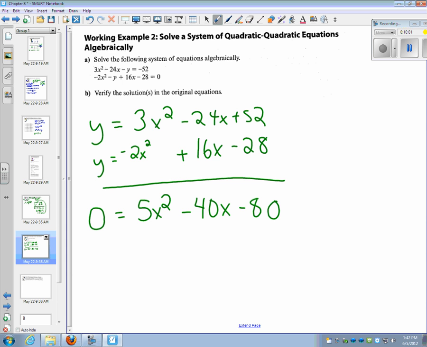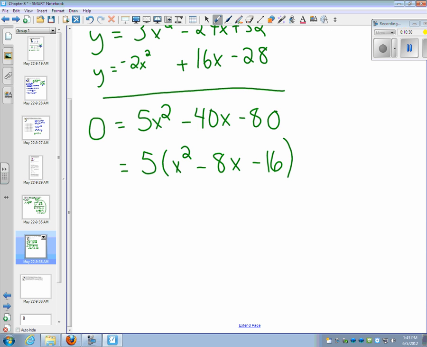Minus 80. Okay, so now I need to go about factoring. And I see right away that I have a GCF. So I'm going to take that out. X squared minus 8x minus, ooh, what's 80 divided by 5? Is it 20? I think it's 20 times 5, 40. Geez. No. Okay, 80 divided by 10 would be 8, and it's 16. There we go. Okay, so I need two numbers that multiply to be negative 16 and add to be negative 8.